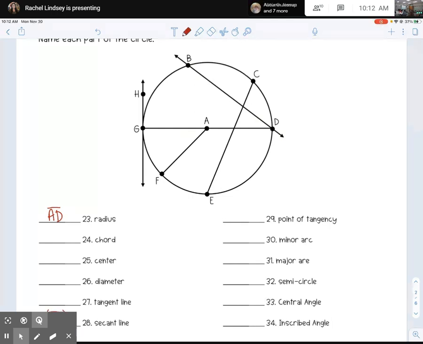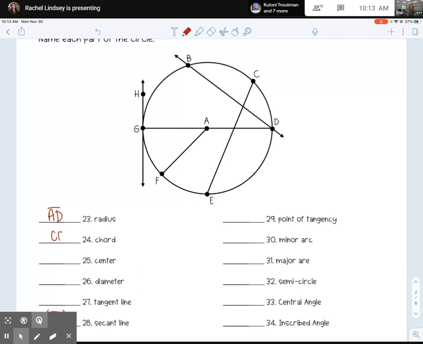Chord is AF. AF is a radius. Or CE. CE is a chord. This right here is a chord, because it touches the circle on both endpoints, but it's not through the center, and it doesn't extend out. So CE would be a chord.